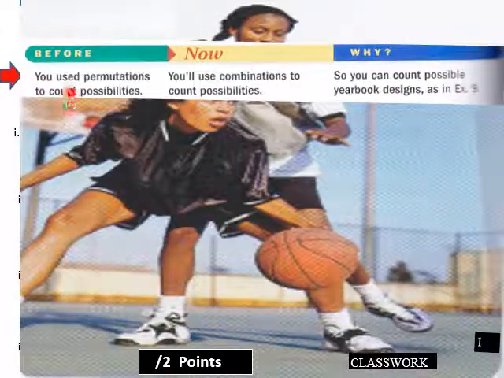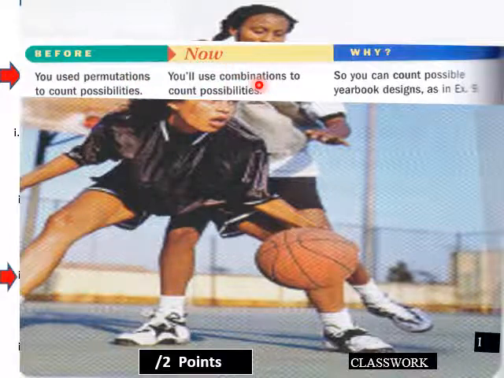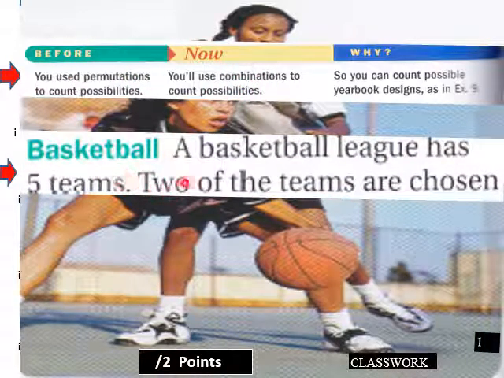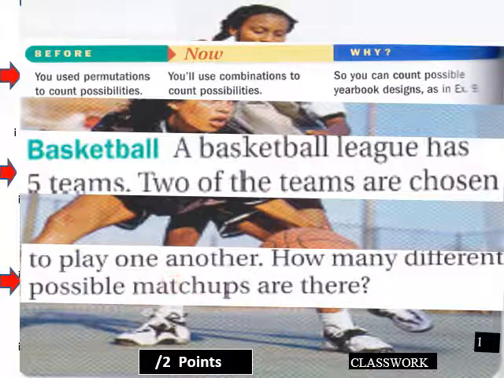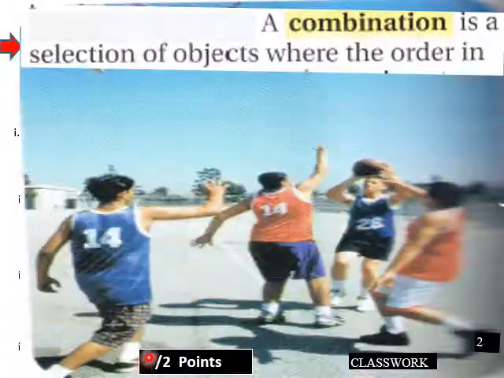Okay, before today you used permutations to count possibilities. Today you'll use combinations to count possibilities. We've done this before, but we're going to use combinations now. A basketball league has 5 teams. 2 of the teams are chosen to play one another. How many different possible matchups are there? How will we figure that one out?